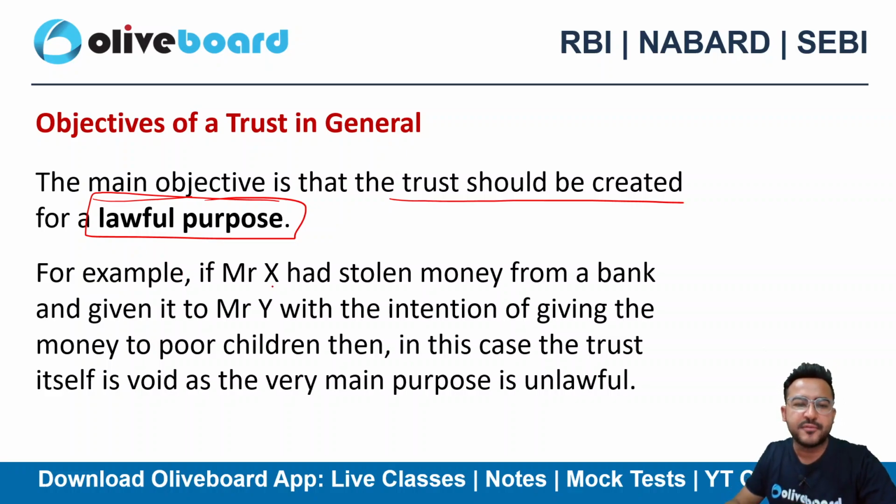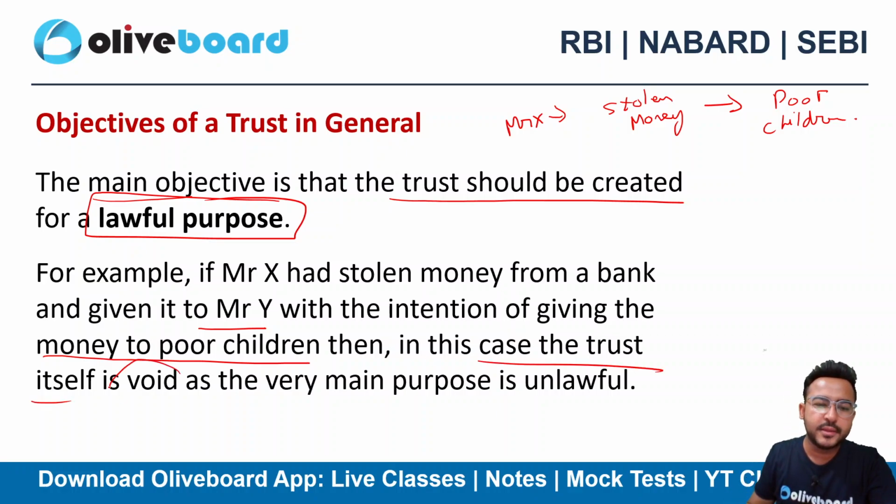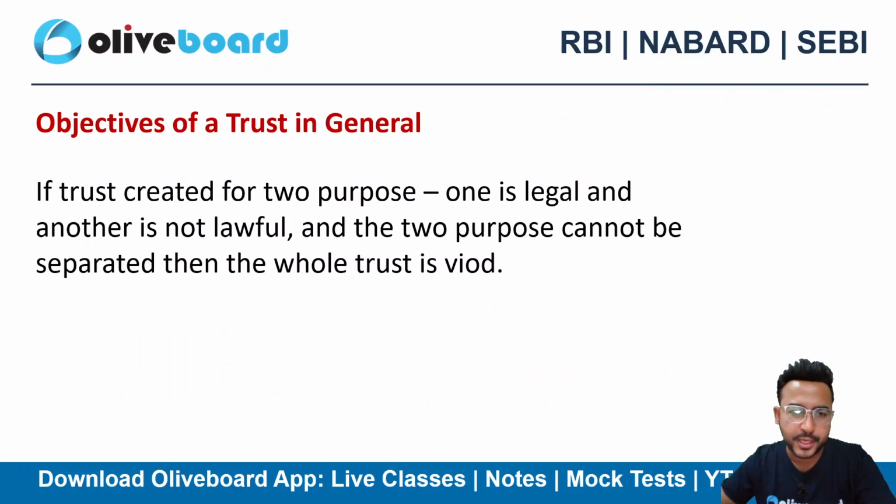Let's say, for example, Mr. X has stolen money from the bank and given it to Mr. Y with an intention of giving the money to poor children. So what is Mr. X doing here? He has stolen money, but the intention is good, helping poor children, right? In this case, the trust itself is void, as the main purpose is unlawful. Intention kitna bhi acha ho, when the main purpose is unlawful, the trust will not be valid at all. It will be void.